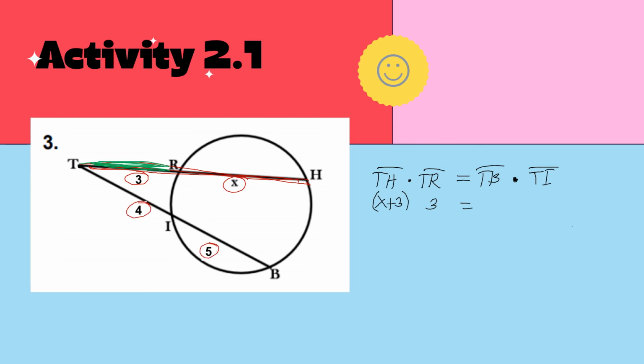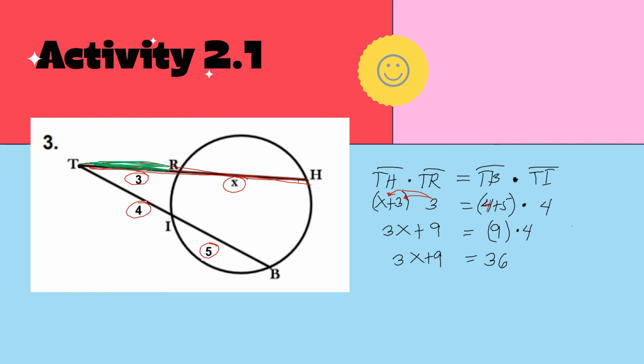4 plus 5. That's the whole secant segment times the external secant segment TI, which is 4. Yan. Now, let's evaluate. So, we're going to distribute 3 here, first to x and then next to 3. So, we have 3 times x, 3x, plus 3 times 3 is 9. Equals 4 plus 5 is 9 times 4. So, 3x plus 9, copy lang, equals 9 times 4 is 36.